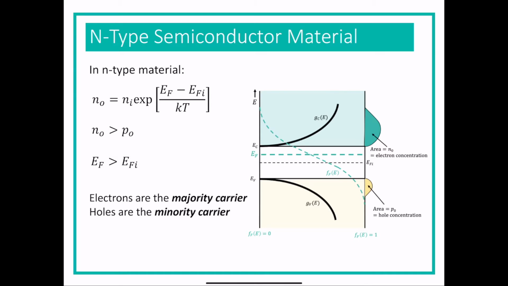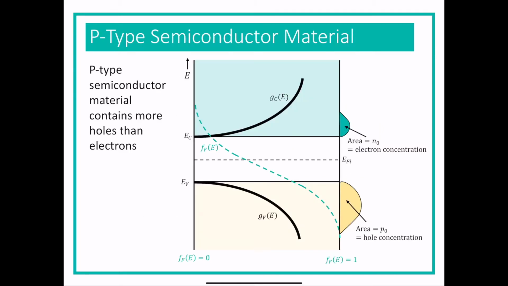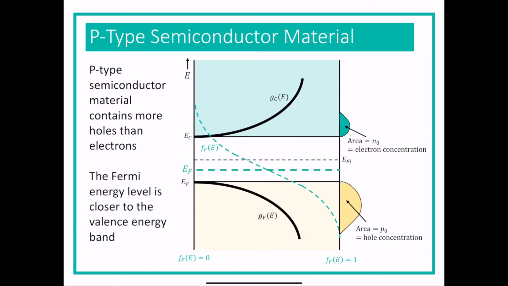So anyway, now when we go to P-type material, you'll notice the area where the hole concentration is larger. So now the Fermi energy is going to have to shift downwards so that it intersects with the Fermi-Dirac line, and it's closer to the valence energy. And we pretty much calculate the number of holes by taking the distance between the Fermi and the intrinsic again. It's just now it's lower.